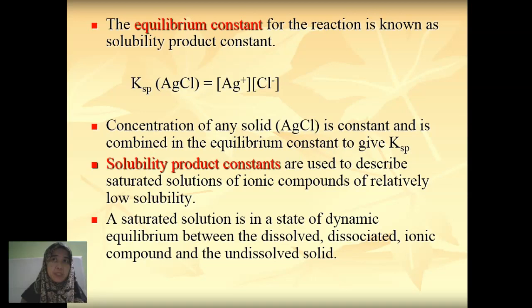Previously, in part 2 and part 3, we learned about the acid constant and base constant, which are Ka and Kb. In this precipitation topic, we learn about the solubility product constant, which is Ksp. So Ka is the acid constant, Kb is the base constant, while Ksp is the solubility product constant.